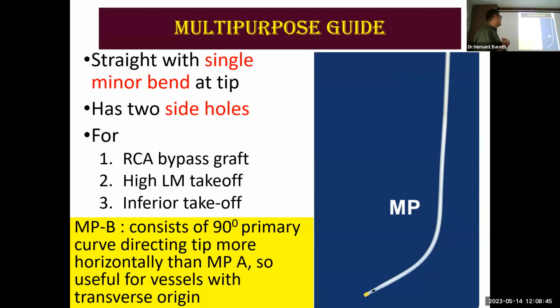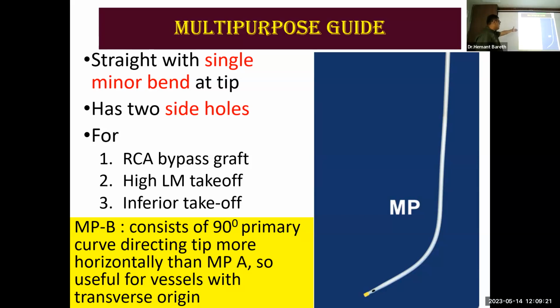And this is a multi-purpose guide. And this every lab should have. Why? Because this is very good for an inferiorly oriented artery. This is the only catheter that will go inside and sit in an inferiorly oriented artery. So this is an MPA. MPB is unfortunately like this. MPB has a narrow angle, but this has a wide angle, nearly 180 degrees. So if there is an inferiorly arising right coronary artery, the multi-purpose catheter is the best catheter to use.